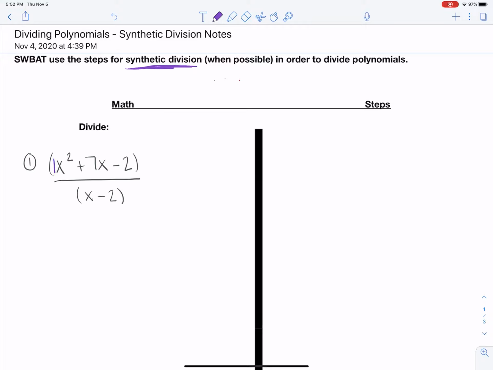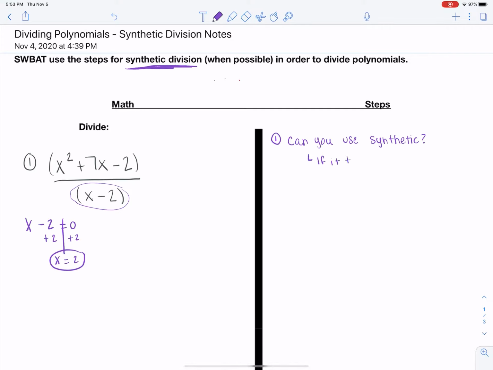The very first thing you need to do is figure out, can you use synthetic division? In order to figure out if we can use it, we're going to take the divisor, the number we're dividing by, and set it equal to 0, and we're going to solve. So if I want to get rid of the minus 2, I'm going to add 2. So x equals 2. Now you can tell if you can use it by counting the number of steps it took.